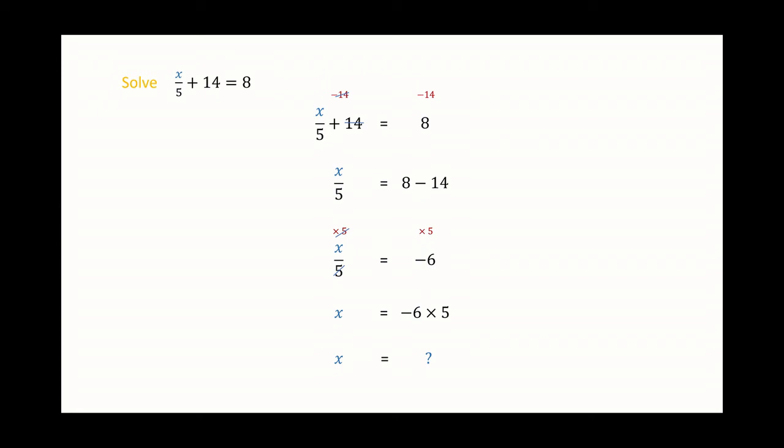So on the right, minus 6 times 5 gives minus 30. That's the right hand side. And there we have our answer, x equals to negative 30.